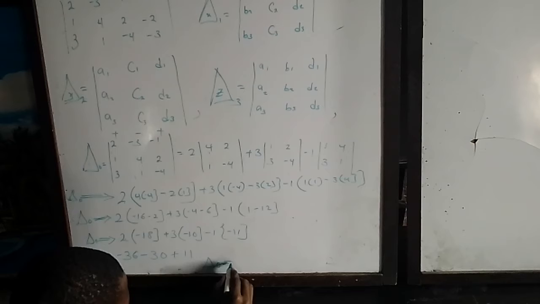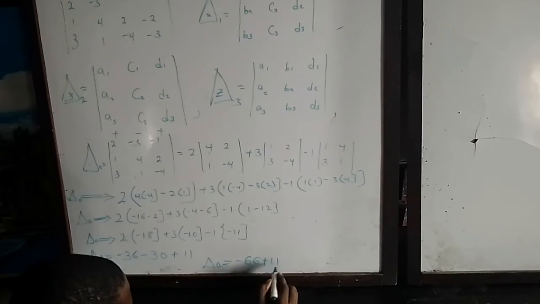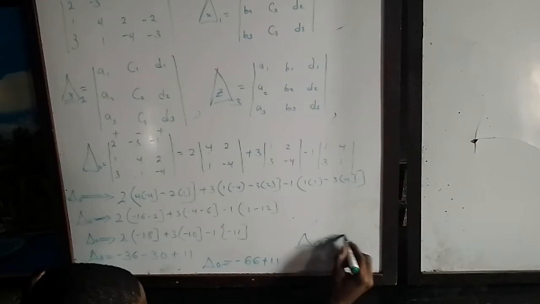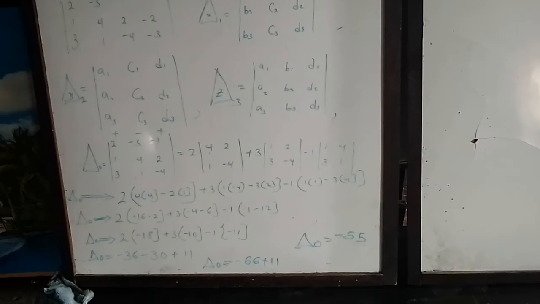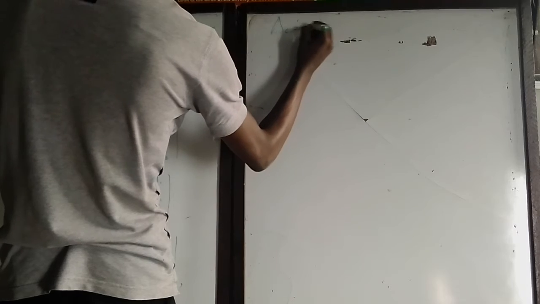Determinant 0 equals to minus 66 plus 11 equals to what? Minus 55. Do we understand? Our determinant 0 is minus 55. So let's move forward. We've already got our determinant 0 equal to minus 55.